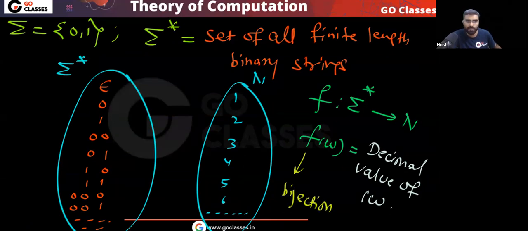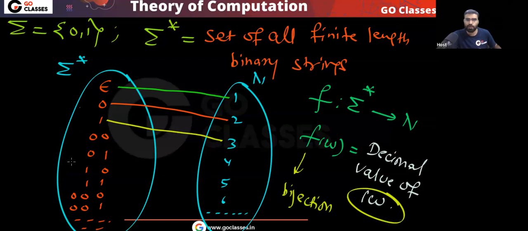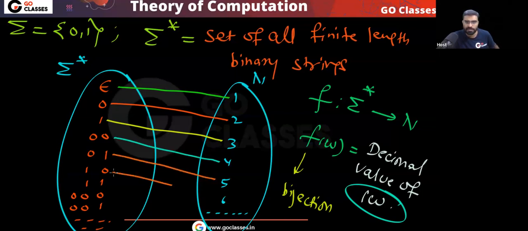Tell me, what is the image of epsilon? That will be 1. What is the image of 0? That will be 2. What is the image of 1? That will be 3. Because before everyone, I am putting 1W, the decimal value of 1W. This image will be 4, this will be 5, this will be 6, then the next image will be 7. Did you find this interesting? Clever idea, yes or no?